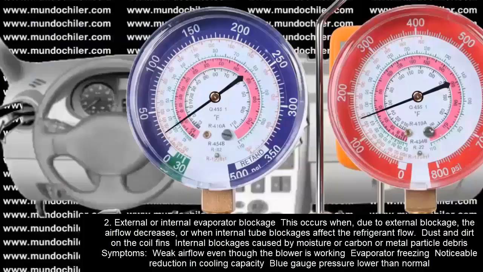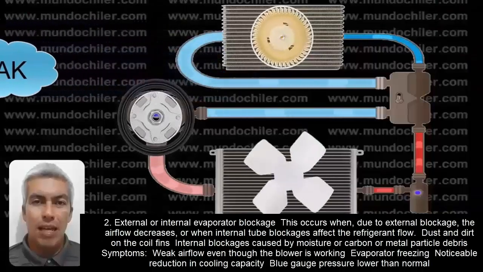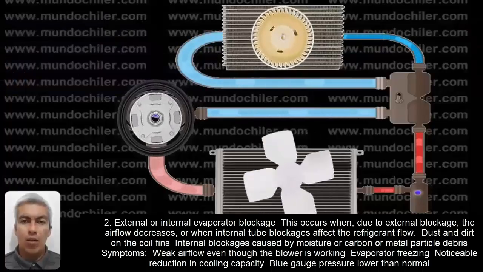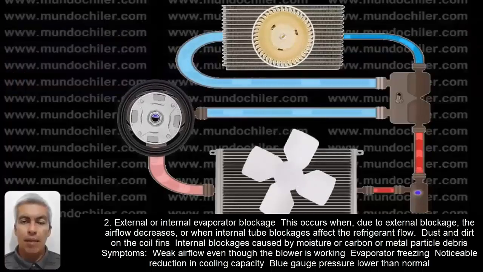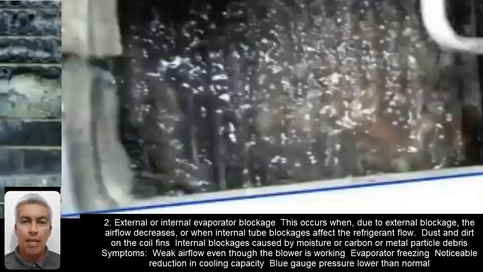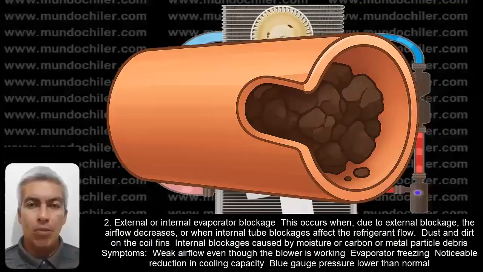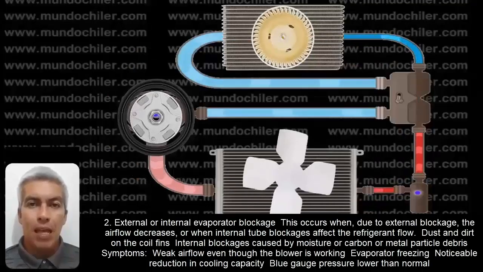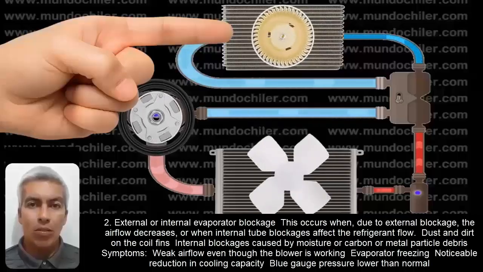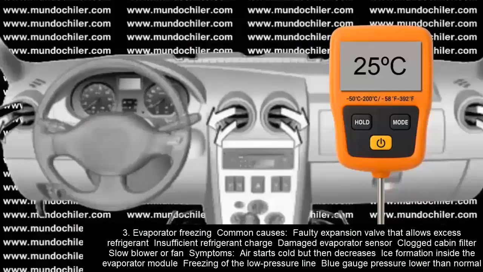2. External or internal evaporator blockage. This occurs when, due to external blockage, the airflow decreases, or when internal tube blockages affect the refrigerant flow. Dust and dirt on the coil fins. Internal blockages caused by moisture or carbon or metal particle debris. Symptoms: weak airflow even though the blower is working, evaporator freezing, noticeable reduction in cooling capacity, blue gauge pressure lower than normal.